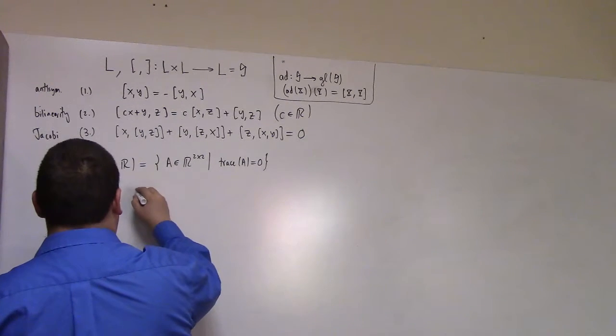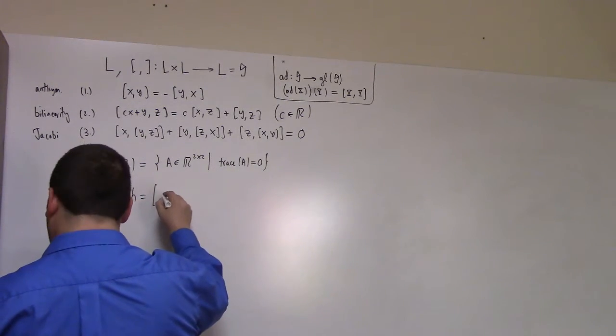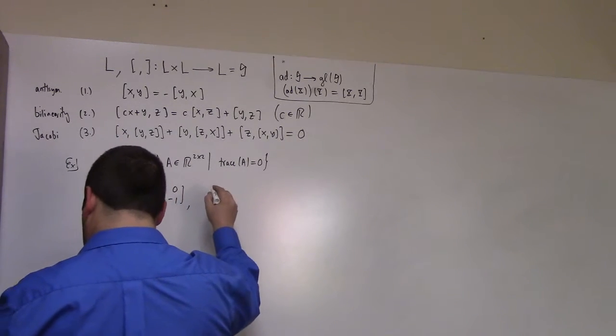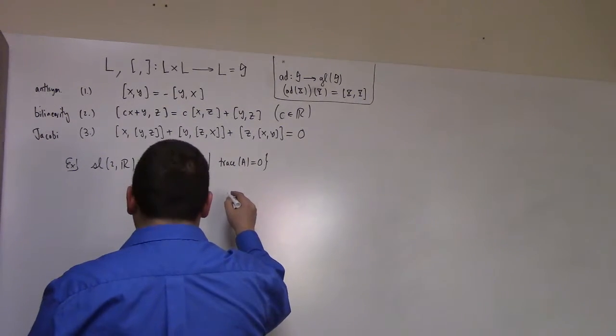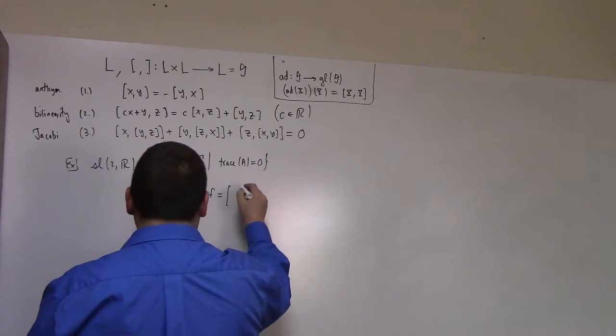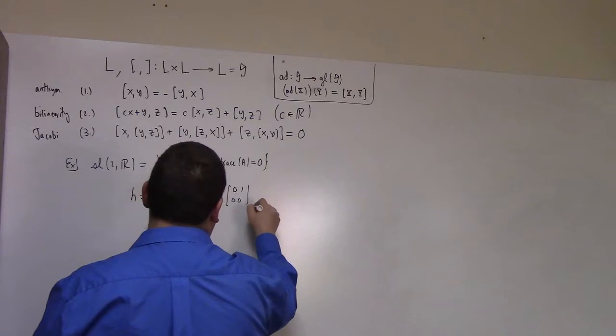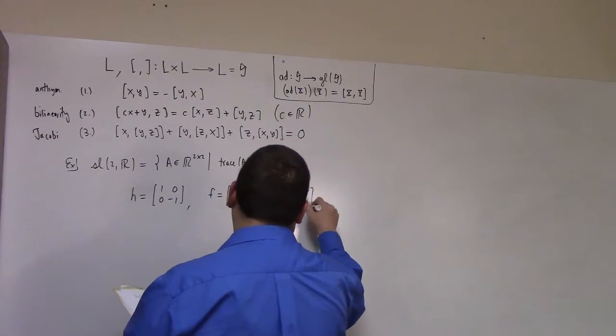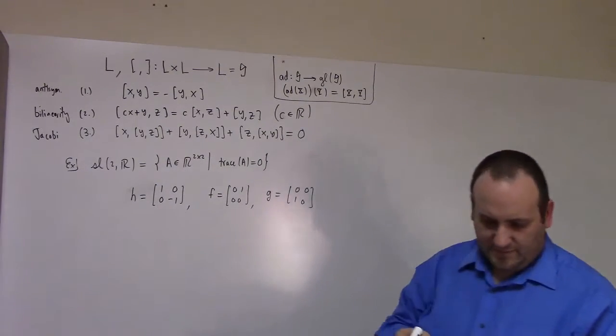All right, let's assume that H is H. H is equal to 1, 0, 0, minus 1. F is 0, 1, 0, 0. G is equal to 0, 0, 1, 0. Now, it's fairly clear that these form a basis for the subspace of traceless matrices.